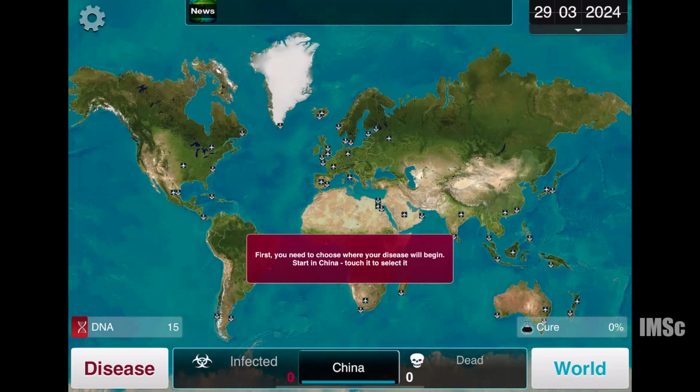And first, what you need to do is choose where your disease will begin. Unfortunately, in this game in tutorial mode, you really don't have a choice. You have to start it in China.